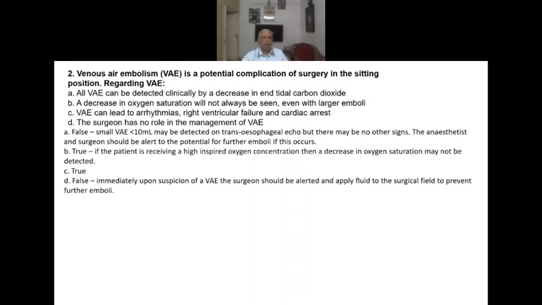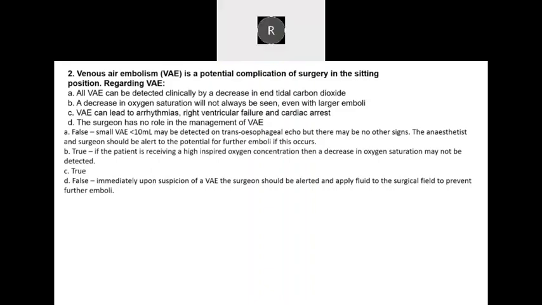Decreased oxygen saturation will not always be seen; it can lead to arrhythmias, right ventricular failure, cardiac arrest. Surgeon has no role in the management. That's a false one. So a small air embolism cannot be detected by ETCO2. It has to be detected only by transesophageal echocardiography. And the second one, oxygen saturation may not always fall. If the patient is receiving high inspired FiO2, you may not get hypoxia immediately. It will take some more time, and it should be a large embolism also.